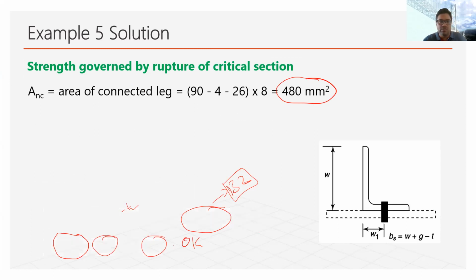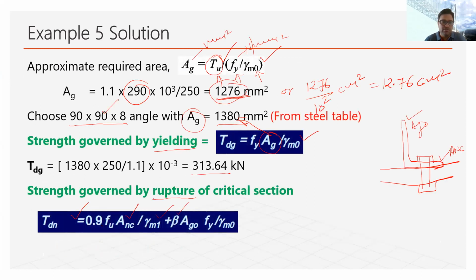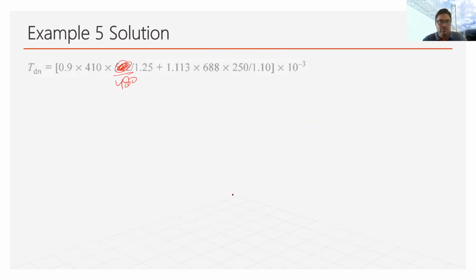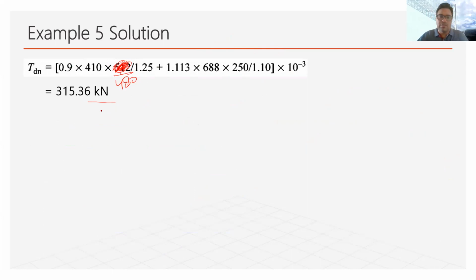I'm again showing you the formula of the TDN: 0.9 into 410 into 480 divided by gamma M1, which is 1.25. Similarly, beta, then AGO, the gross cross-sectional area, and Fy and gamma M naught. All the values are there, so I will put all the values here. 512 is wrong, this will be 480. After putting all the values, we get the TDN as 315. So that is the strength of the angle section in rupture criteria.